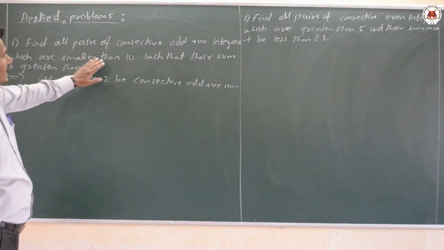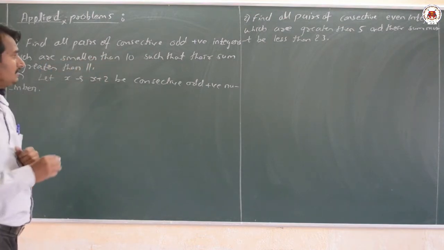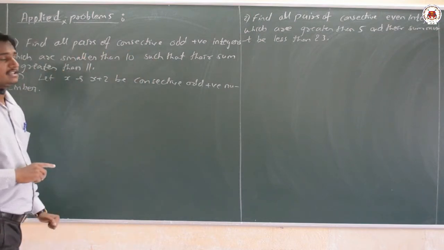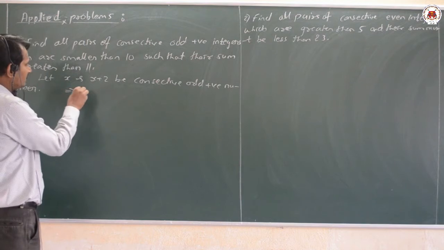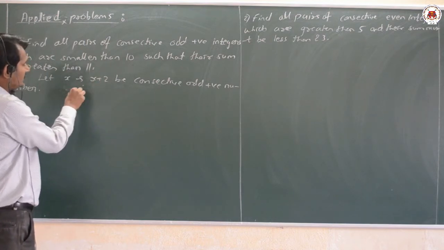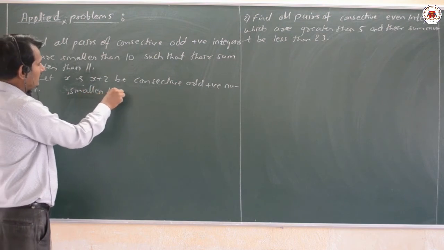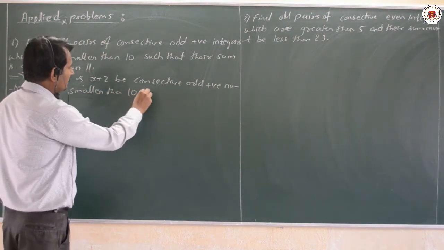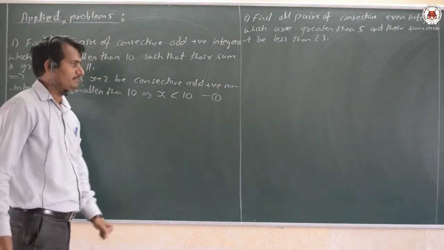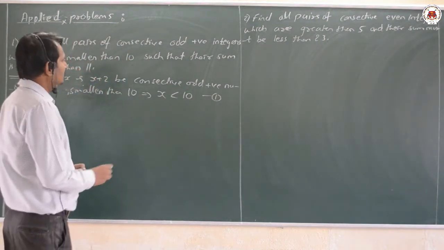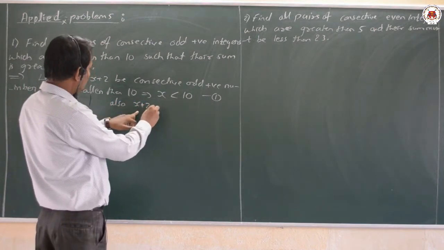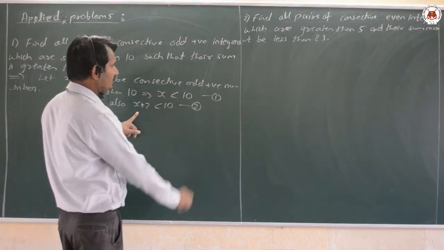And which are smaller than 10, such that their sum must be greater than 11. So that implies x is less than 10. Let us take it as equation number 1. And also x plus 2 is less than 10. Let us take it as equation number 2.